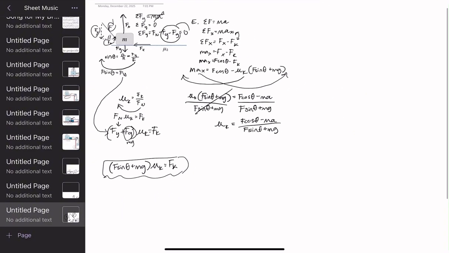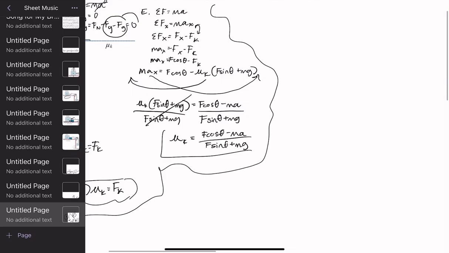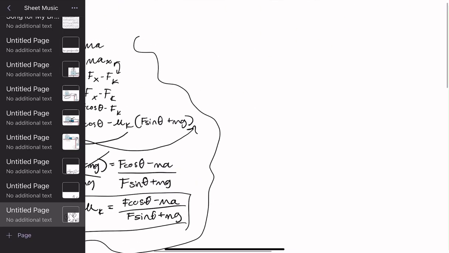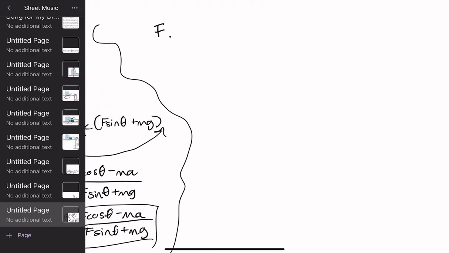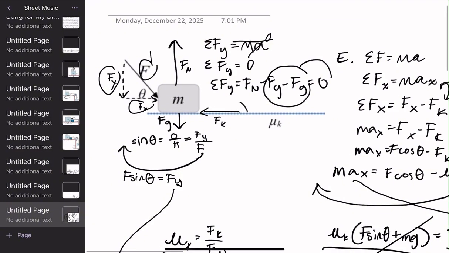Okay. So part F asks us to find the kinetic frictional force. So we know that the net force in the x direction is what is going to include the frictional force because it is horizontal. So again, we have this component Fx and then this force Fk.